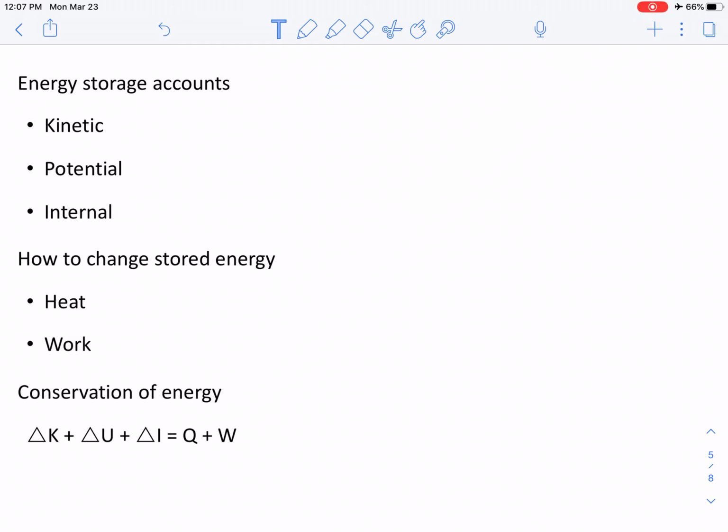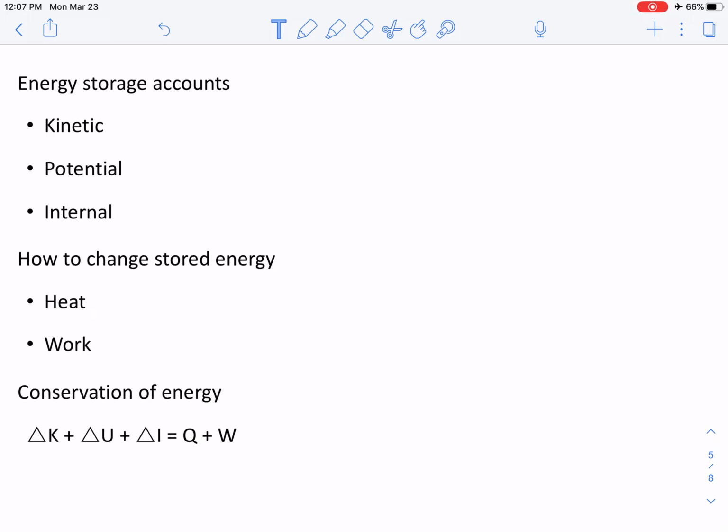Okay, next we are going to talk about energy. So this is chapter 7. And there are several types of energy that we need to consider in every problem. There's kinetic energy, potential energy, and internal energy. I'm going to talk about what they are.